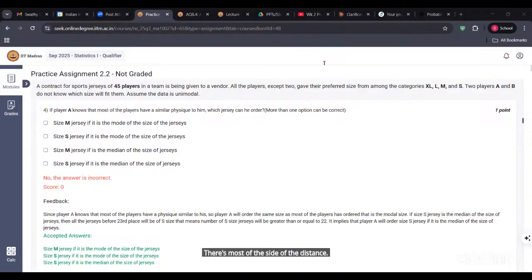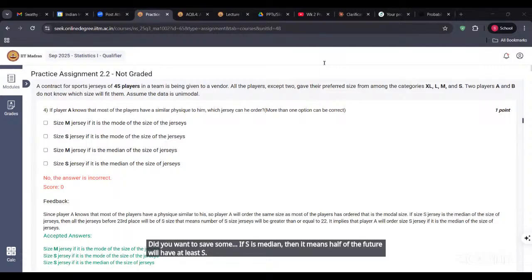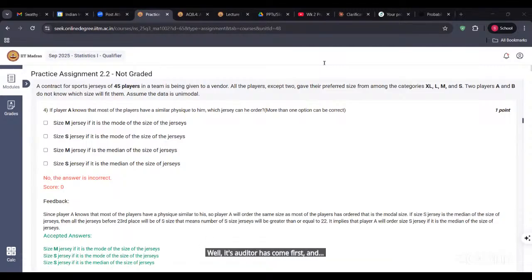Ma'am, I don't understand why the last option is correct, because M and S would be the size of A if they are the mode. Then how would the last option be correct? Because if S is the median, it means half of the people have at least S. It's ordinal: S comes first, then M, then L, then XL. If S comes at the median, it means at least half the people have S jersey.